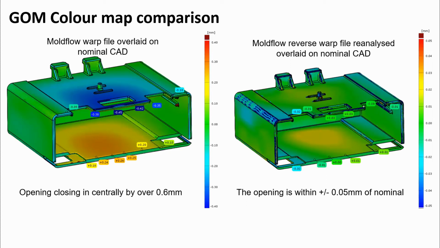Again, looking at this GOM color map of where we would have been if we used the nominal CAD file, you can see really bad bowing in of our opening there. Then when we reanalyzed the reverse warp file and overlaid this on nominal CAD, the opening was within plus or minus 0.05 of nominal. So really, really close to nominal.